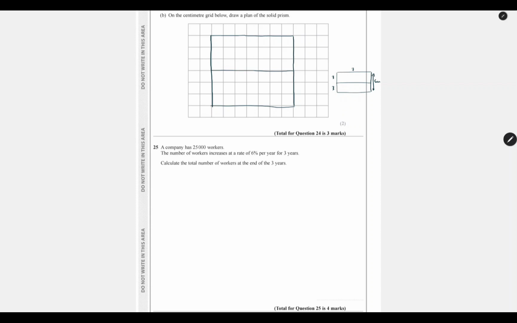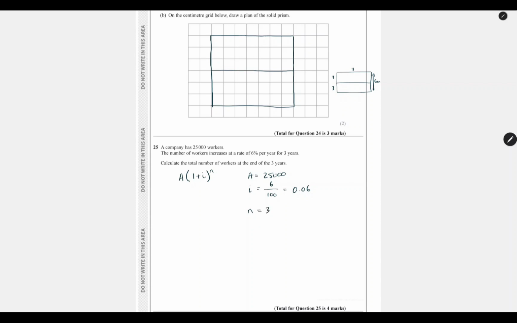So the general formula for compound interest is A multiplied by 1 plus I, which is the interest rate, in our case 6%, to the power of n, which is the number of years, in our case 3. So A is the initial amount, that's 25,000 workers. I is the interest rate of 6%. Now, to put it into our calculator, we're going to change it into a decimal. So that's going to be 6 over 100, which is equal to 0.06. And n is equal to 3.